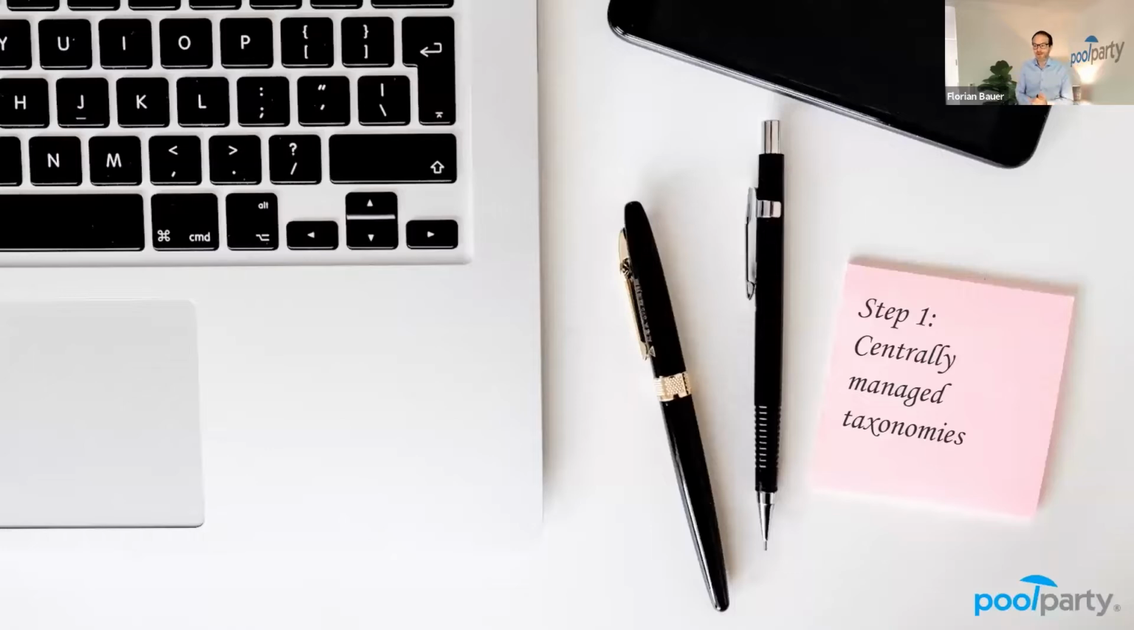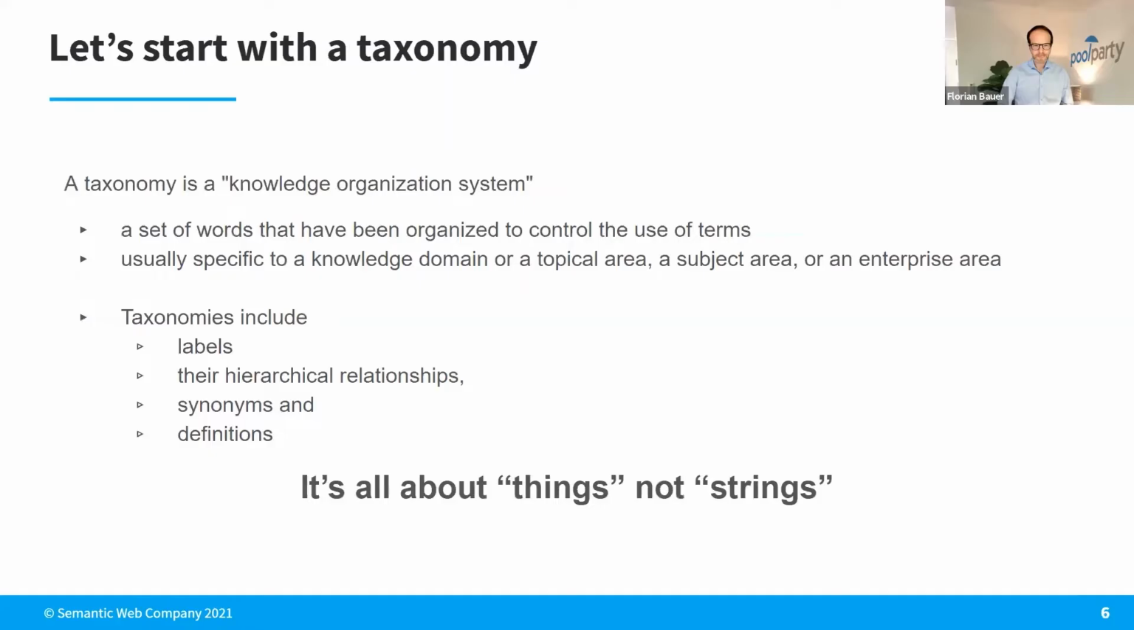So first step, I would like to go now step by step through some of these phases to give you a better idea on how this can be done and what is behind this. First step, centrally managed taxonomies. Let me start with a very quick explanation of what a taxonomy actually is. A taxonomy is a kind of knowledge organization system. So it is, very simplified, a set of words that have somehow been organized, and it's a possibility to ensure that we use those words in a controlled way.